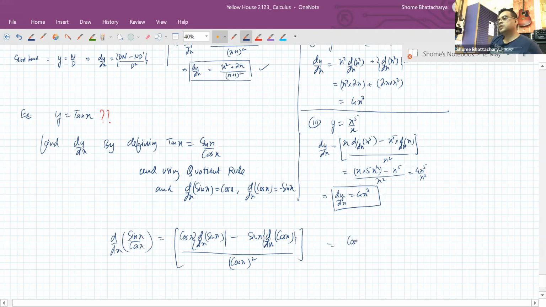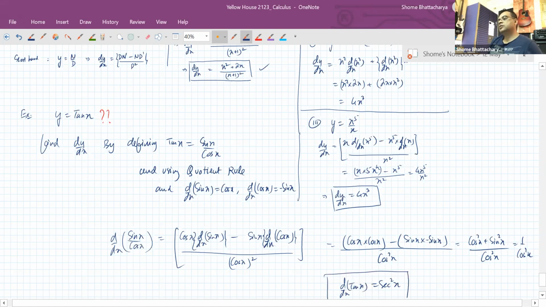So this would be cos x into cos x, minus sin x into minus sin x, divided by cos square x. So that is cos square x plus sin square x, which you know as an identity is equal to unity for all values of x. So it's 1 by cos square x, which by definition is sec square x. So that's one way to justify why the differentiation of tan x should be sec square x.